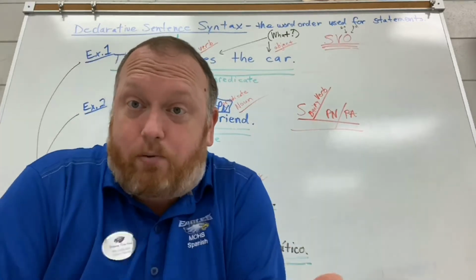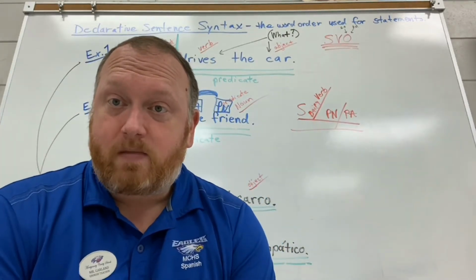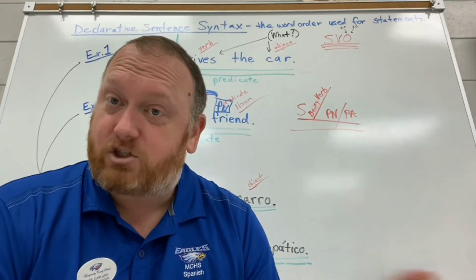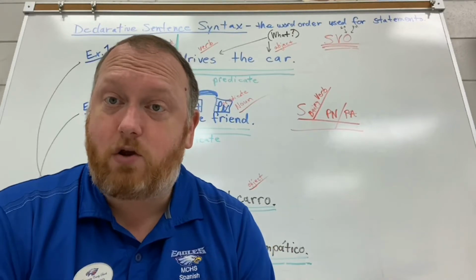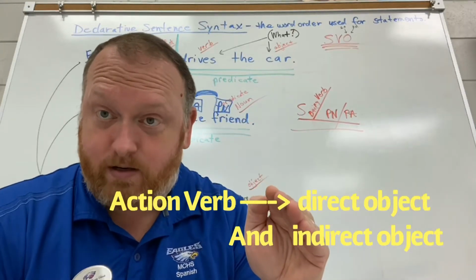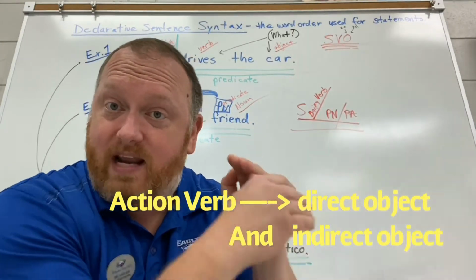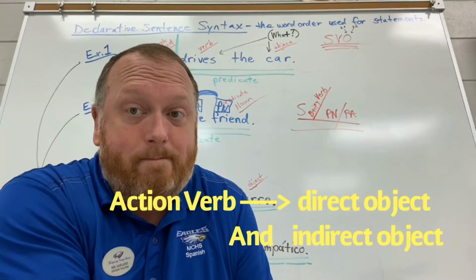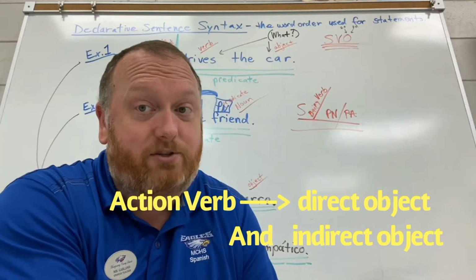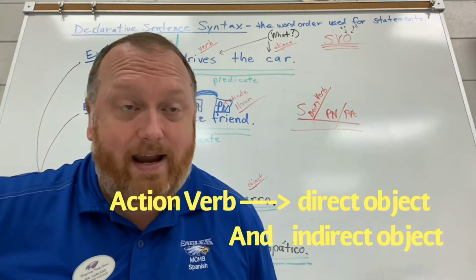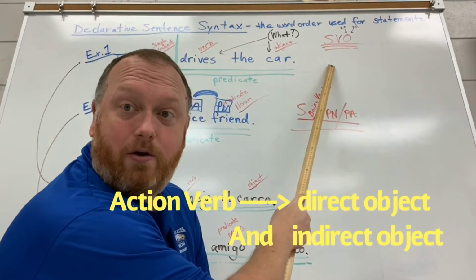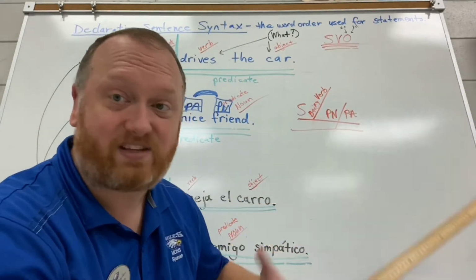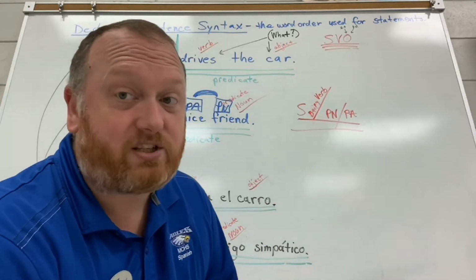And that's important to know because it determines what the rest of the sentence is going to have in it. So for example, if you have an action verb, then the next thing in the syntax that you're going to have is probably a direct object or an indirect object. That's just how it works. Hey, SVO, subject, verb, object. That's the order, that's the syntax that most sentences got.